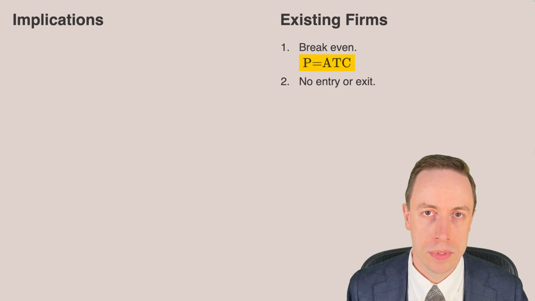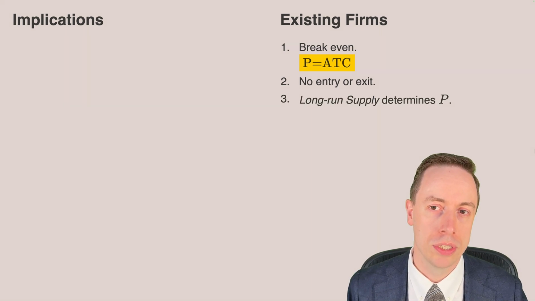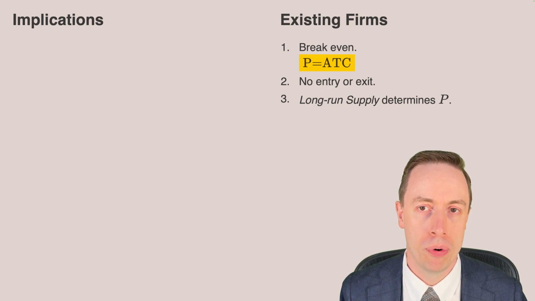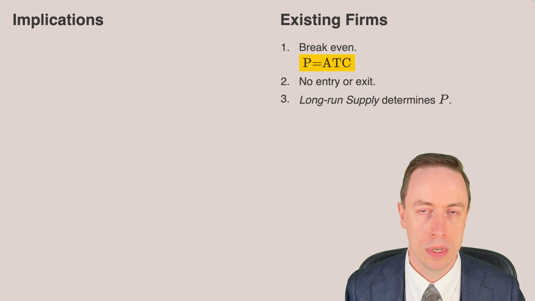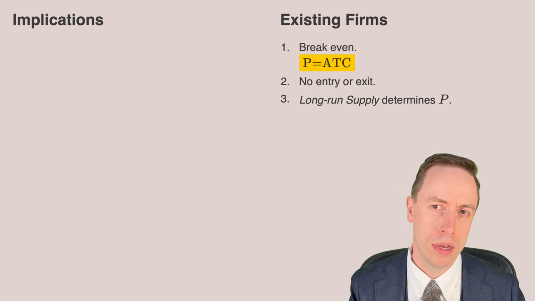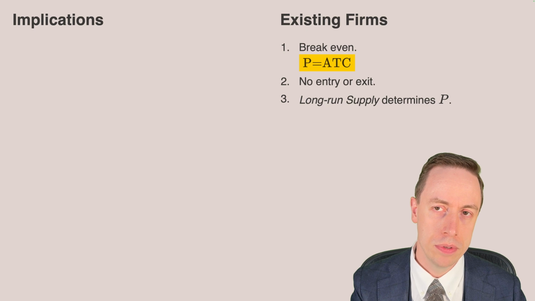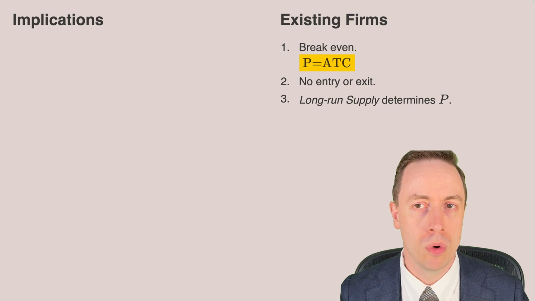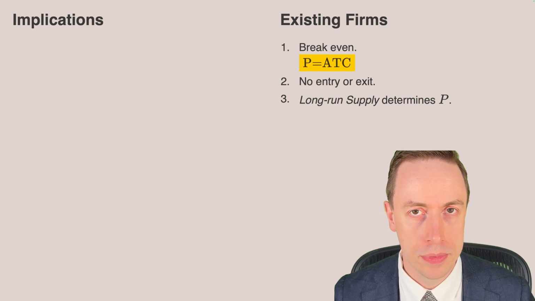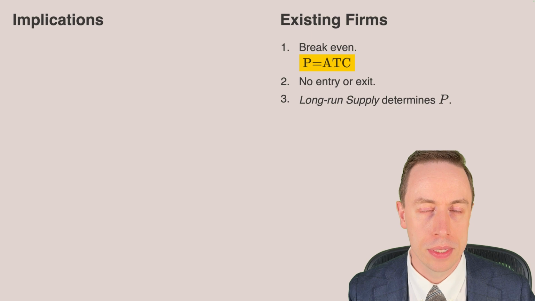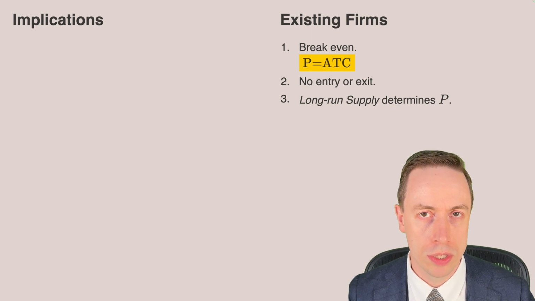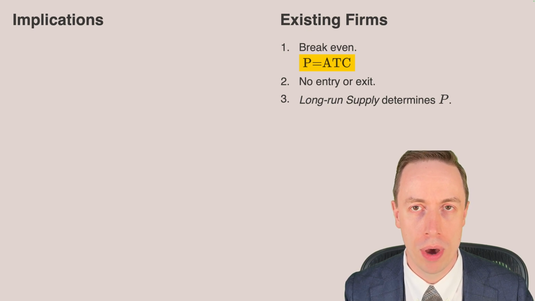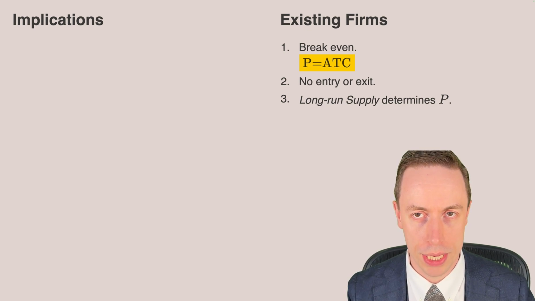And that has some interesting implications for the long run condition of perfectly competitive markets. So before we get to those, if break even is the long run outcome of a perfectly competitive market, then what determines the price of the product? In the long run, it's what we call the long run supply curve. It's the supply curve that shows us the prices at which all the companies are breaking even.